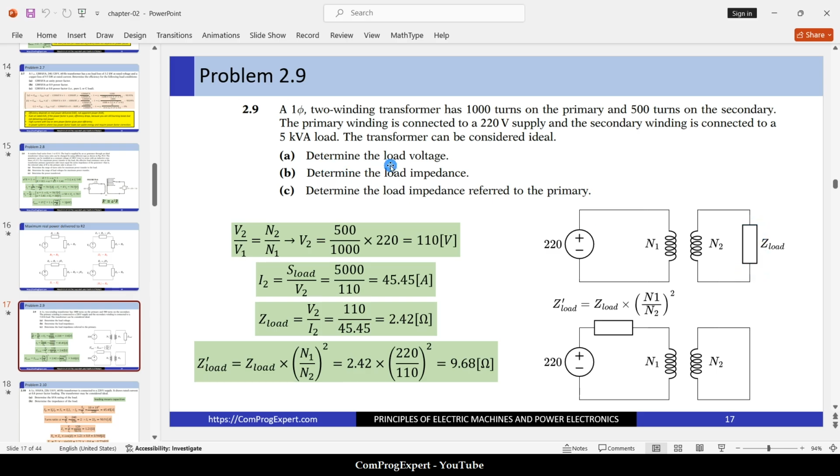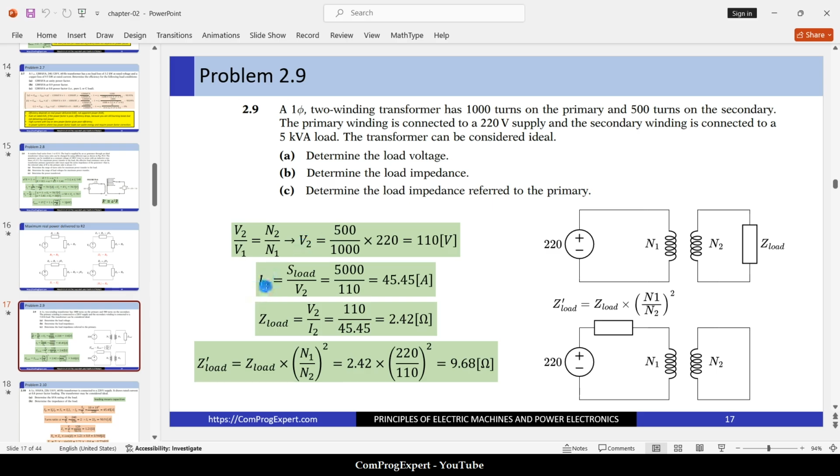A. Determine the load voltage. We know that V2 divided by V1 for an ideal transformer is equal to N2 divided by N1. So V2 is equal to 500 divided by 1000 times 220. That is equal to 110 volt. This is the V2. What is the value of the I2?